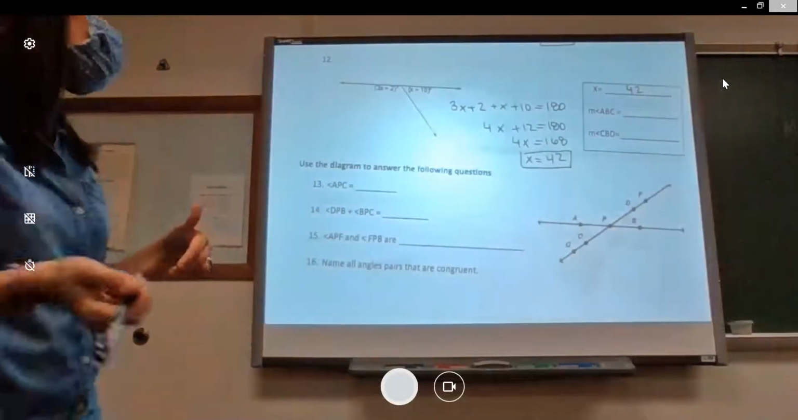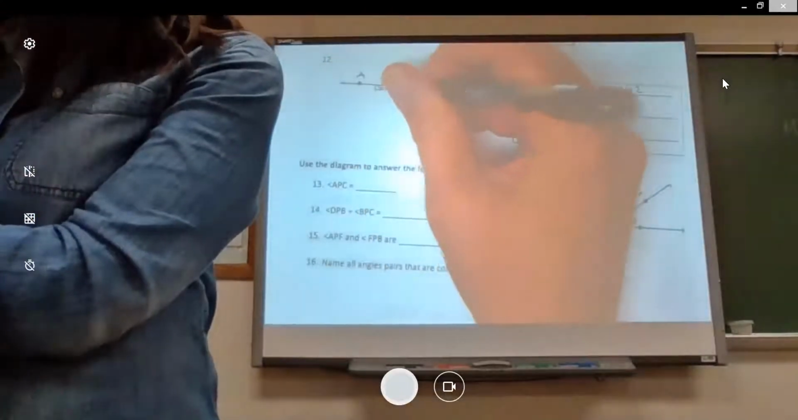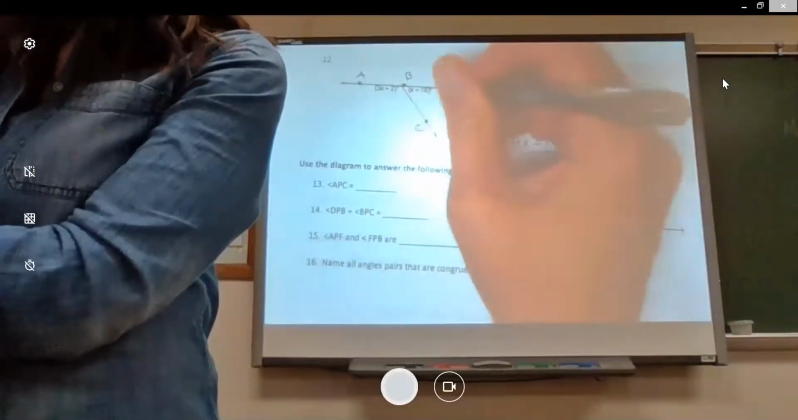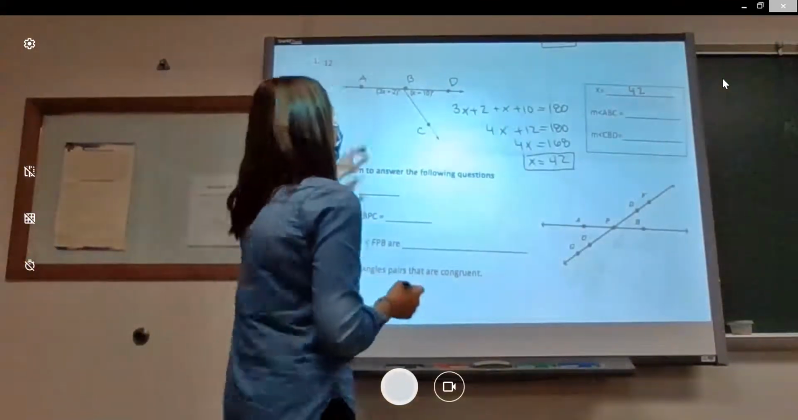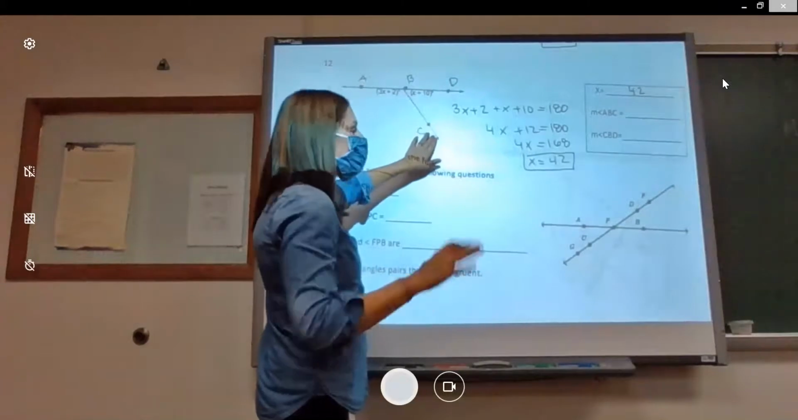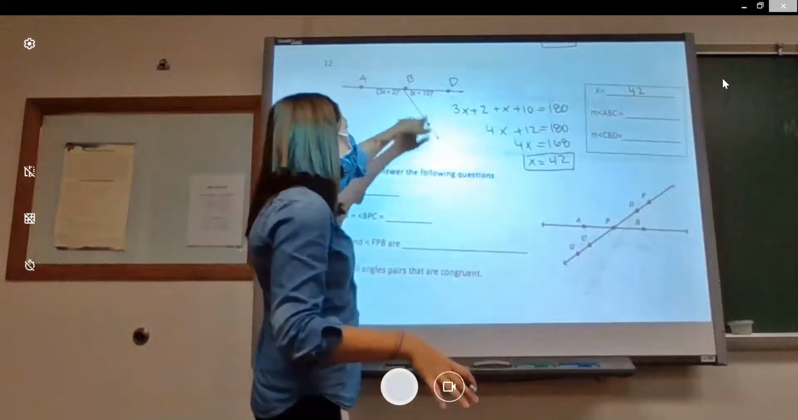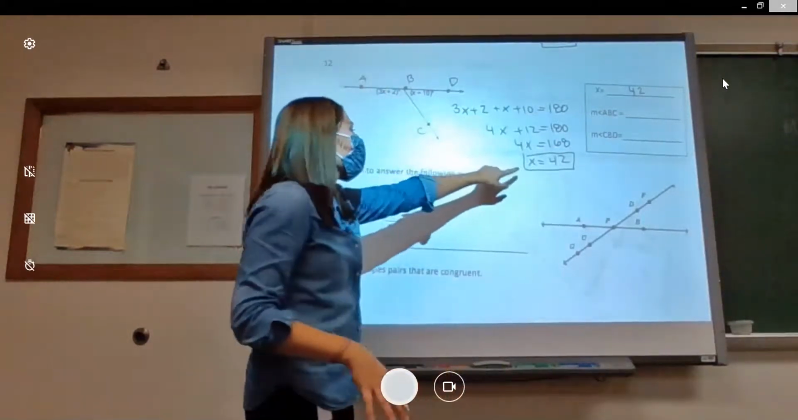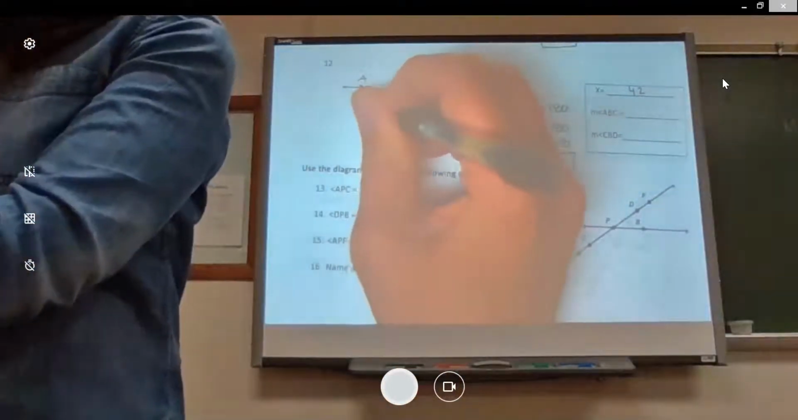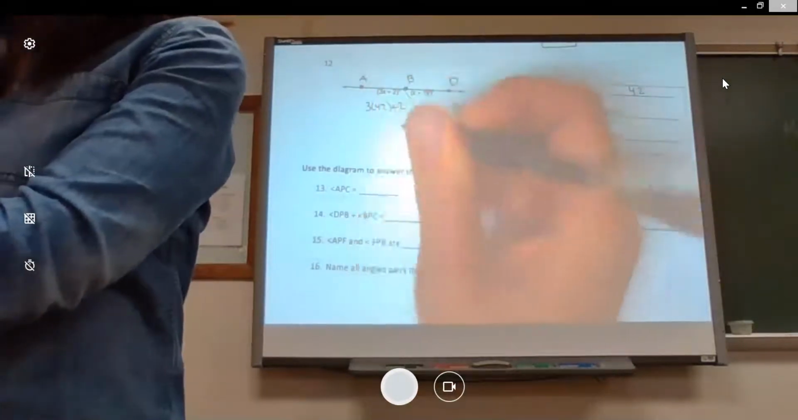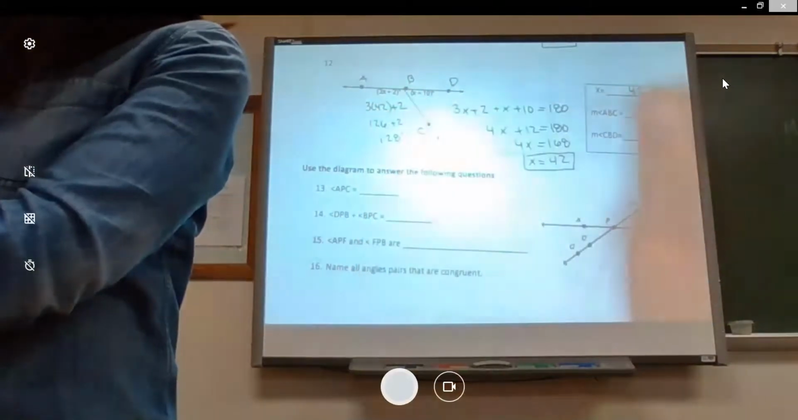Now that I know what x is, oh, this was one I had an issue with because they didn't have the labels. It's supposed to be like this, A, B, C, and then D here. So then it asks for the measure of ABC, which you wouldn't have been able to do for homework last night because it was not labeled, but that's this angle here from A to B to C. So if I know x is 42, I can plug that in, which gives me 126 plus 2, or 128 degrees.